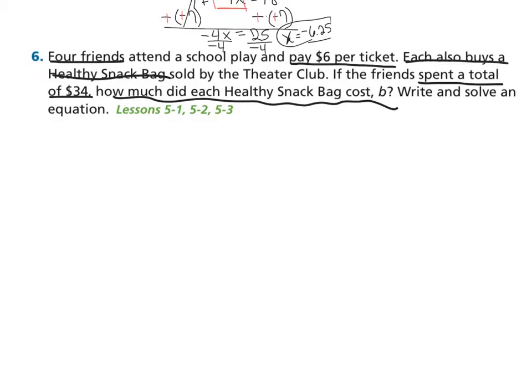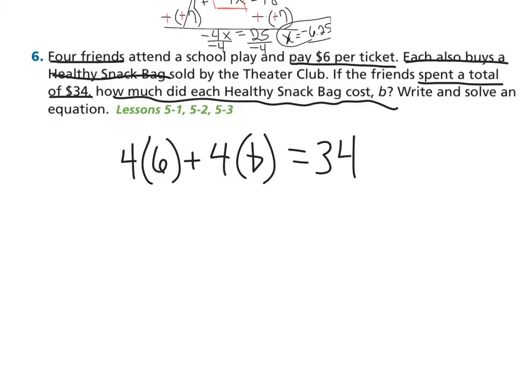So first of all, we could say the price of their tickets. 4 people, $6 tickets, so that'd be 4 times 6. And then 4 people, they're each buying a healthy snack bag, so 4 times b. And then that's $34 altogether. That'd be one way of writing the equation.